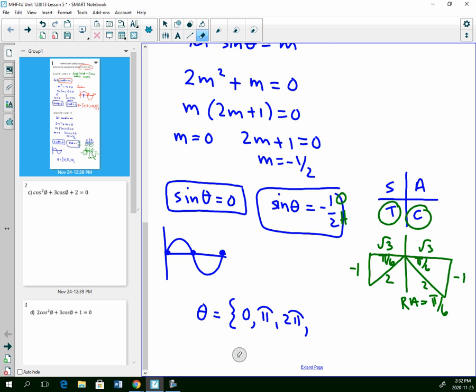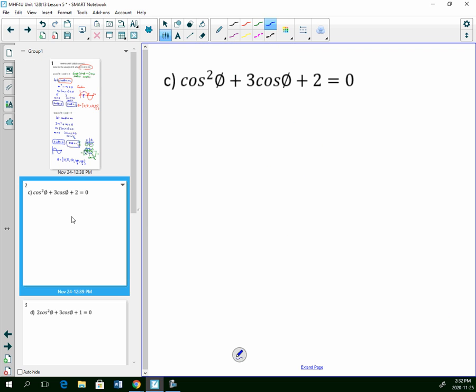And so my solution for this one is from 0. Here we have pi plus pi over 6, so that's 7 pi over 6. And then here we have 2 pi minus pi over 6, so 11 pi over 6. Sometimes you might have to use a combination of special triangles and also the graph, depending on what your factors are. Whatever process you need to solve for that factor, that's what you're going to use.